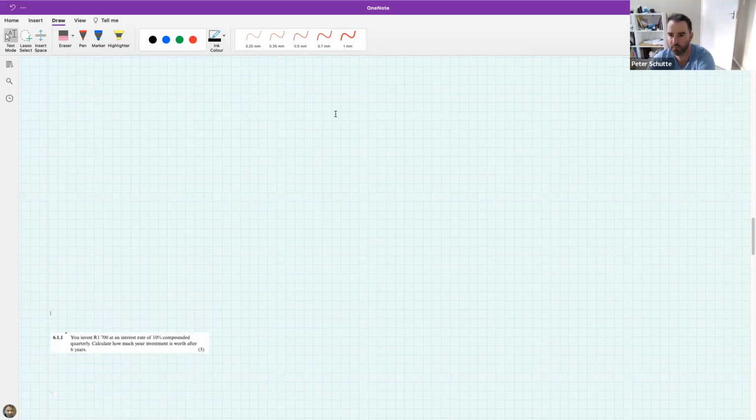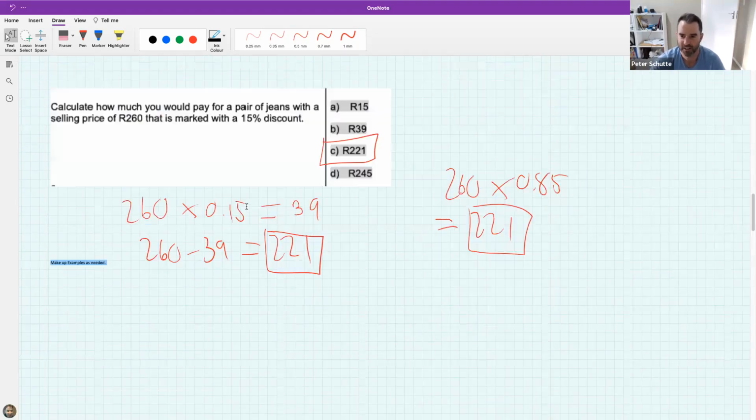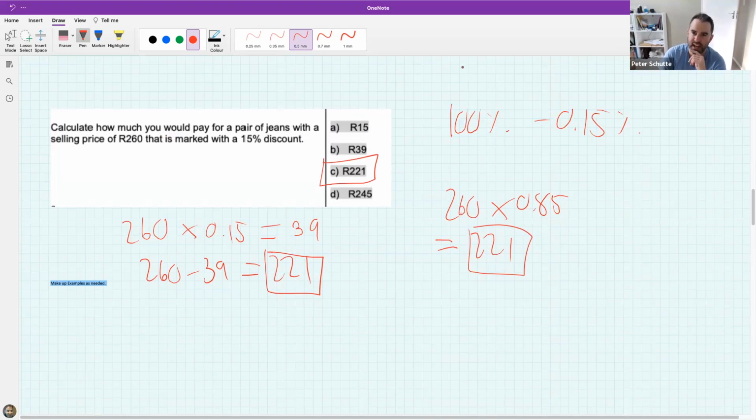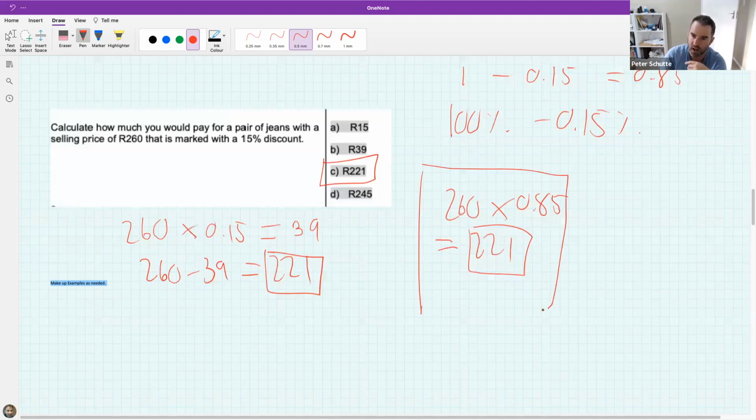So where does the 0.85 come from? Okay, the 0.85, basically, if you have 100% and you take away 15%, that's the same as saying 1 minus 0.15, which is 0.85. And so it's just a quick way of getting the new price. Otherwise, you could find the 15%, which is here, and take it away from the original. So you don't have to do it this way over here. I'm just showing you, sometimes people do it in different ways.